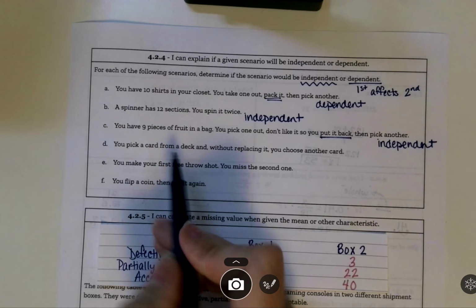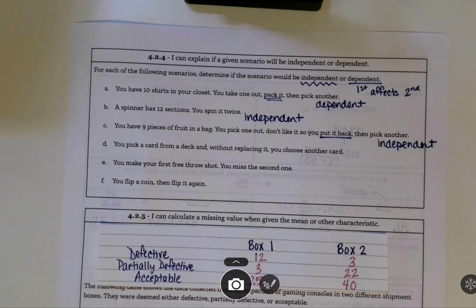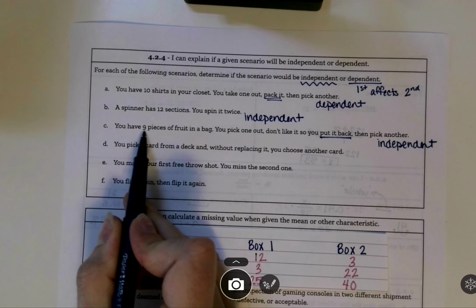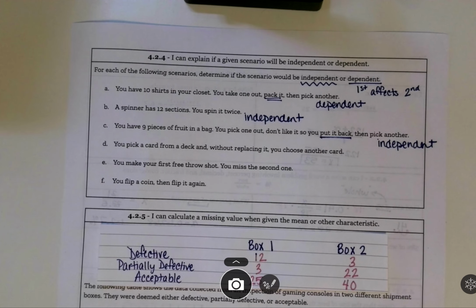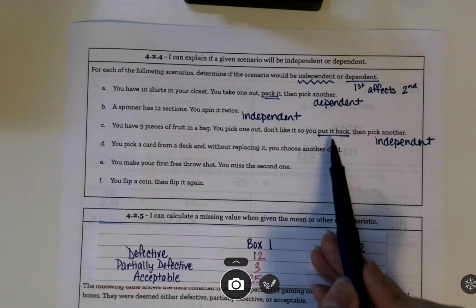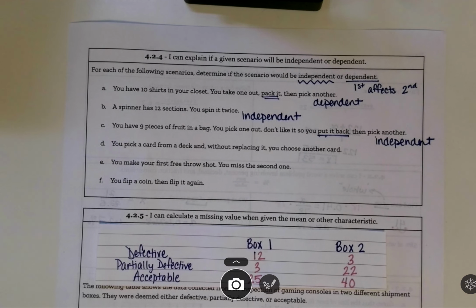If we took a piece of fruit and we kept it, then there would only be 8 pieces to choose from instead of 9. That would be dependent if we kept it. But since we put it back, that's our clue that it's independent. And I'll let you do the last ones.